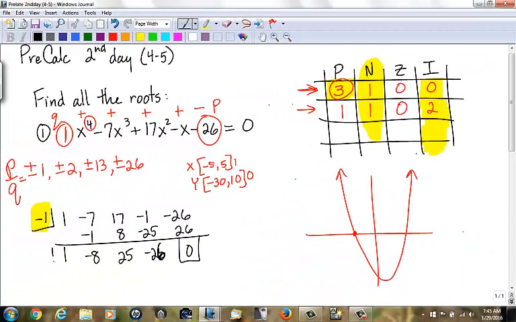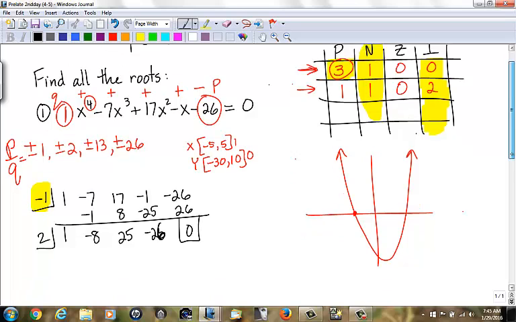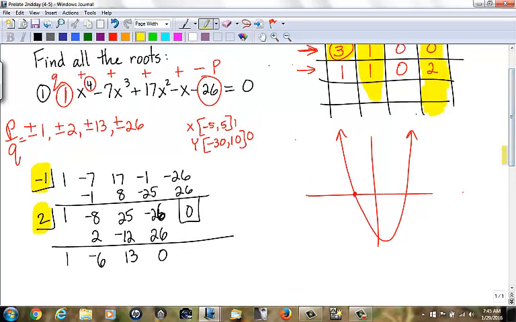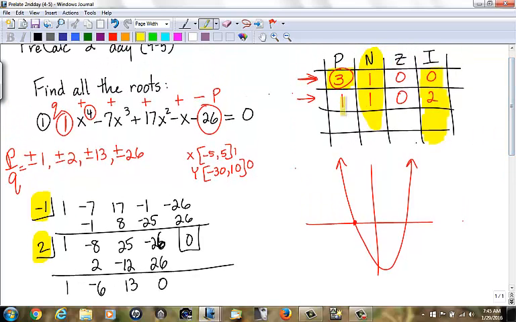So now we're going to do 2, and just write it right there. Just keep going. Okay, so add going down, multiply, add going down, multiply, and that would be 26 and 0. Okay, so this is also a root. So right now we have one negative root and one positive root. We don't know about the which, but we found one positive, one negative.